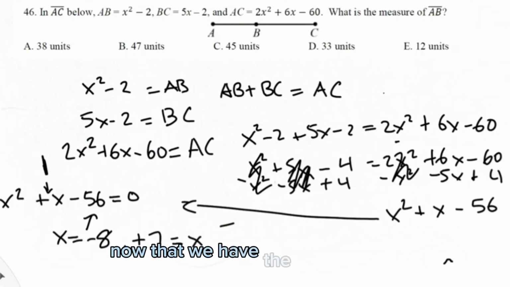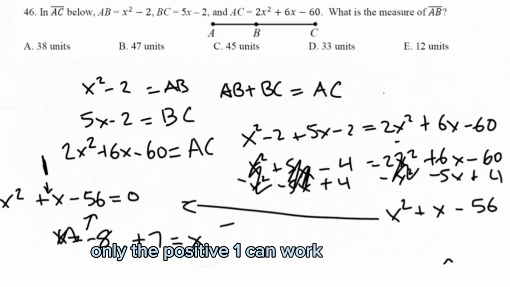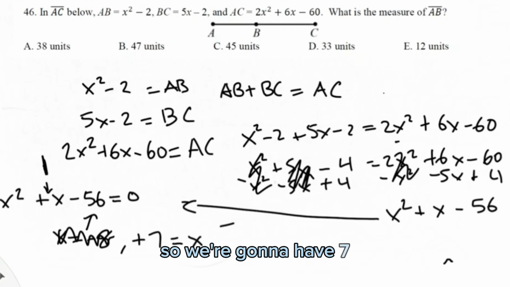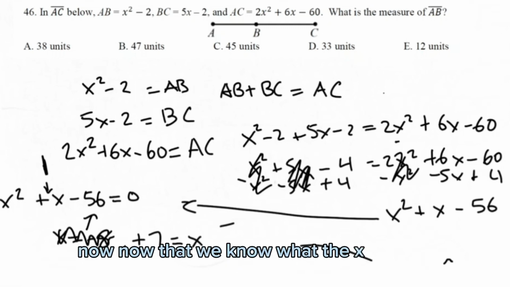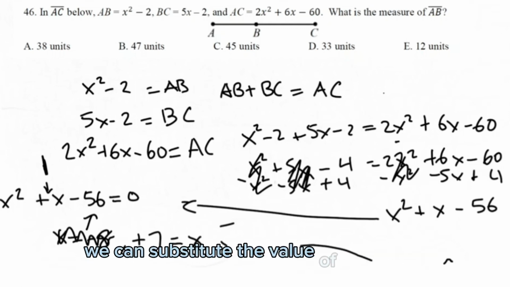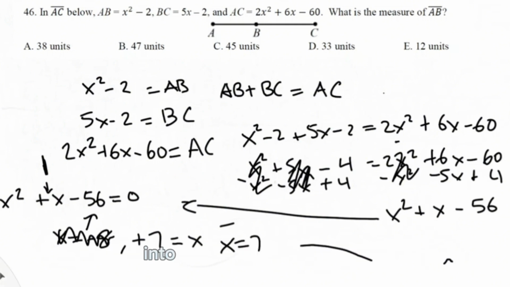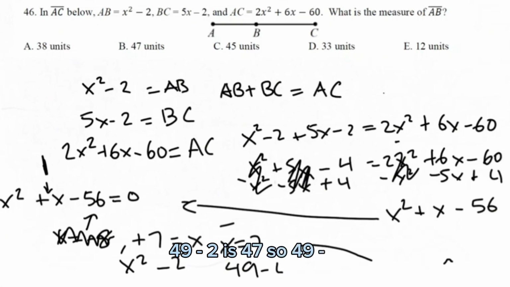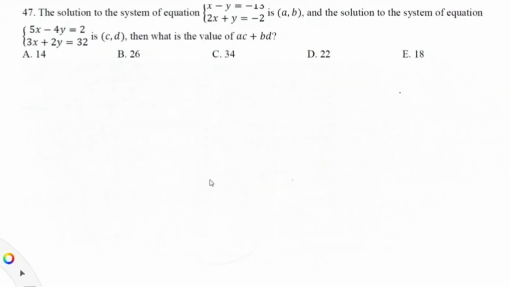Alright, now that we have the two x values, we can see that only the positive one can work as a length. So we're going to have 7. Now that we know what the x value is, we can substitute the value of x equals 7 into AB, which is x squared minus 2. So 7 squared is 49, and 49 minus 2 is 47. And that's your answer. Alright, next up, number 47.